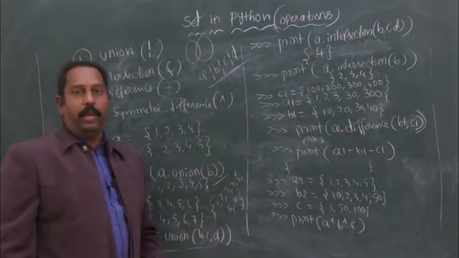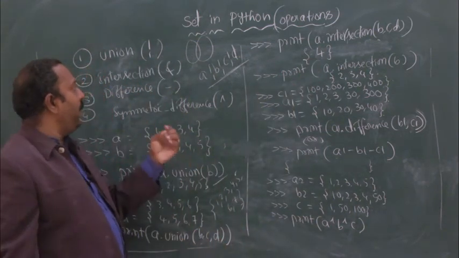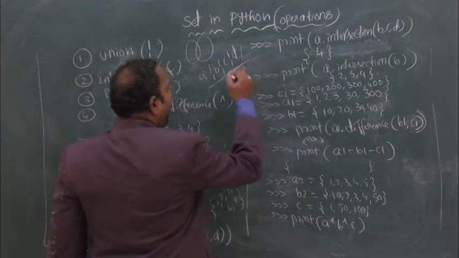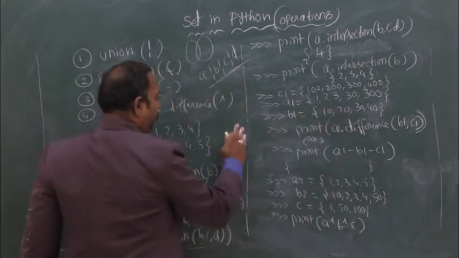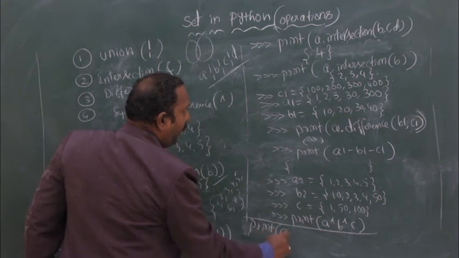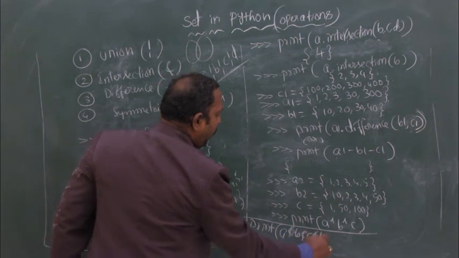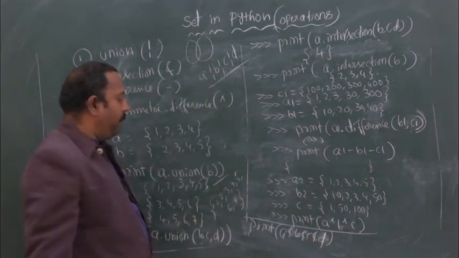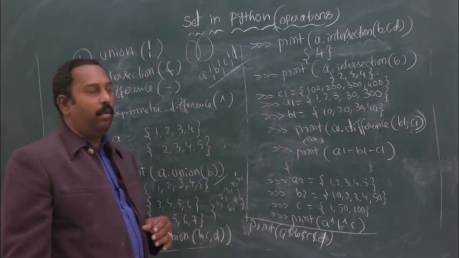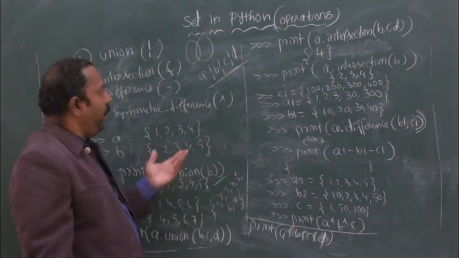So A dot intersection of B. You can also write A dot intersection of B, comma C, comma D. You can also combine 4 sets. And also you can use the intersection symbol. You can also write print of A intersection B intersection C intersection D. Then also you will get the output 4. Only a set consisting of only one element, that is 4. So these are the union and intersection.